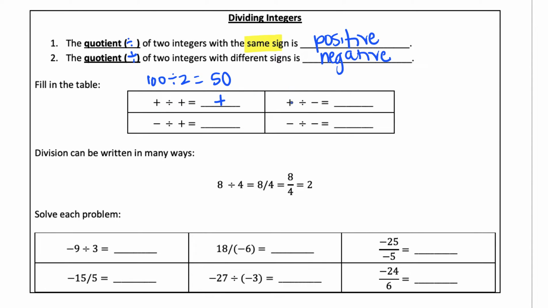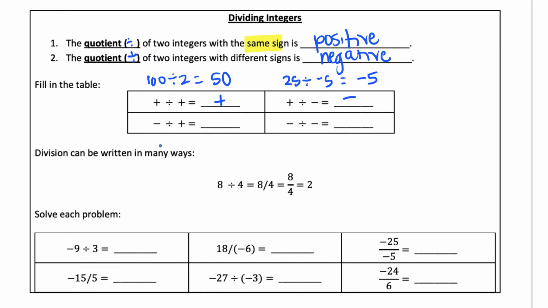In the next problem, I have a positive divided by a negative. So that could be something like 25 divided by negative 5. Since the signs are different, my answer will be negative. So I need to put a negative sign in my answer. And then 25 divided by 5 I know is 5. So my answer would just be negative 5.